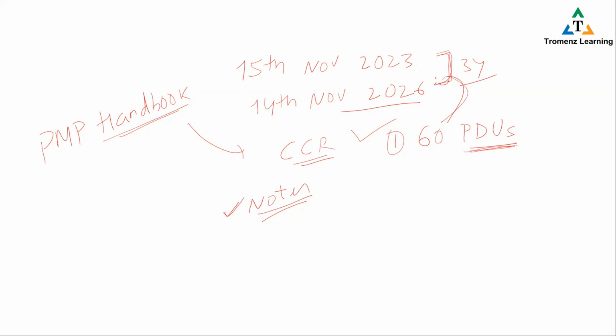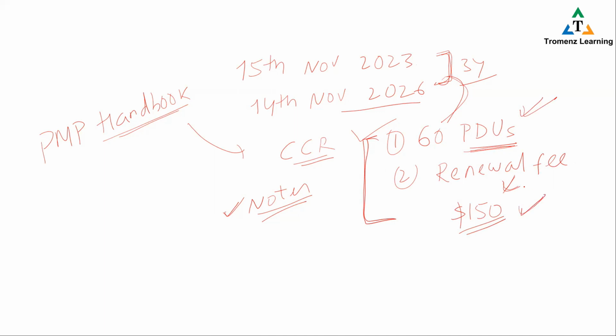And second, pay a renewal fee. The PMP certificate renewal fee is $150. So this is all it takes to renew your PMP certification. Two things: 60 PDUs and $150. Every 3 years, you keep on doing that. If you do that, your certificate is renewed for 3 more years, and the cycle goes on.